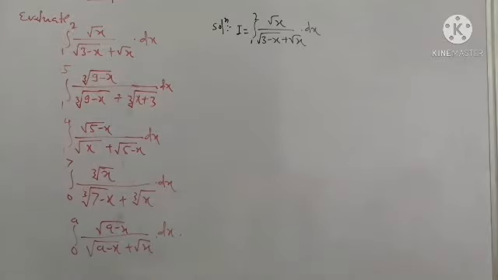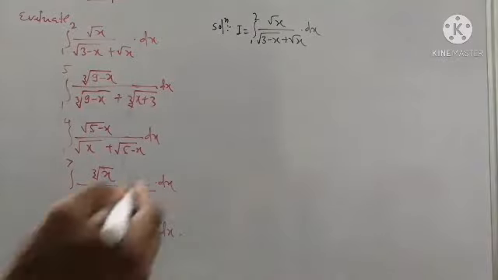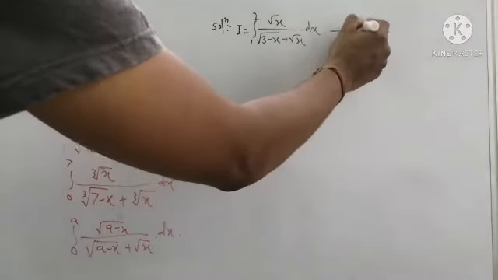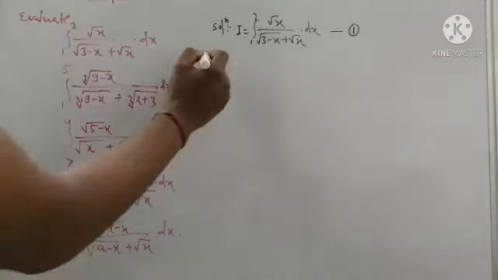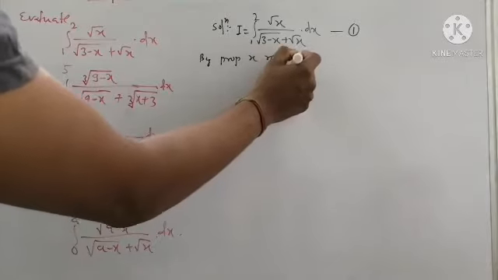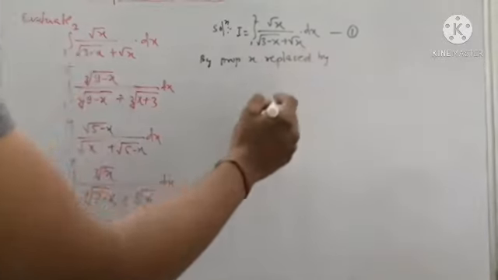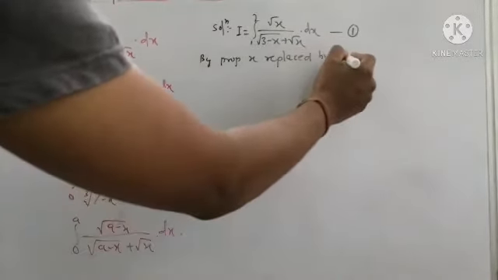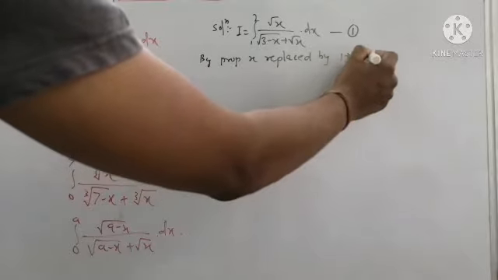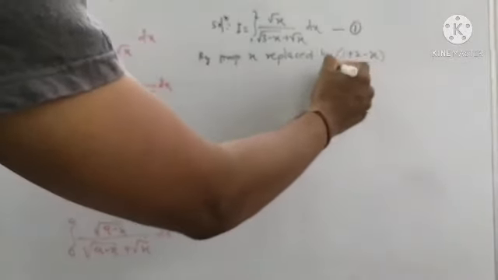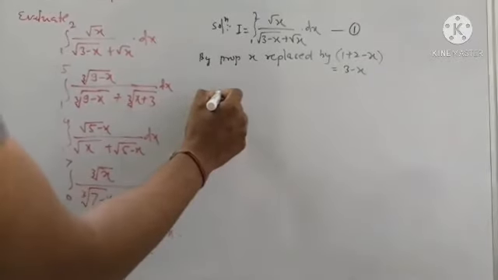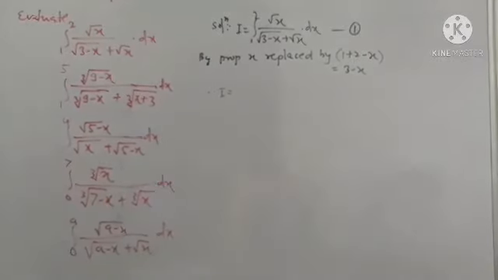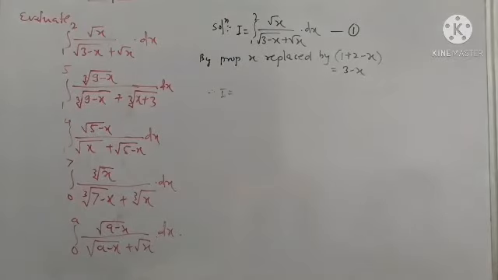As in the first example, I take this integration as I, equal to 1. Remember the procedure. Now by property number 5, x is replaced by the addition of the limits. As the limits are 1 and 2, that is 1 plus 2 minus the variable x, that is 3 minus x.